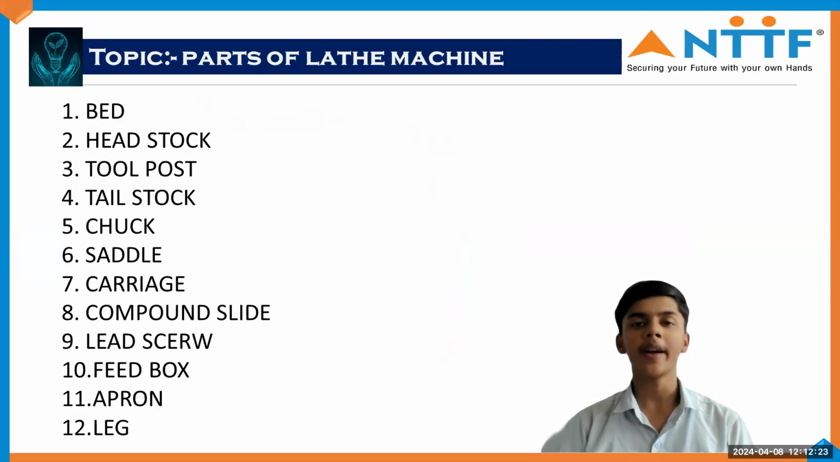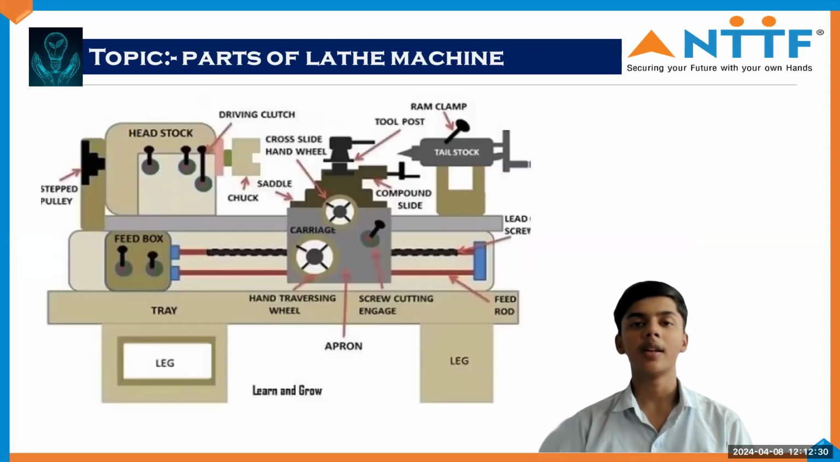Now, parts of lathe machine: bed, headstock, tool post, tailstock, chuck, saddle, carriage, compound slide, lead screw, feed box, apron, bed. Now, parts of lathe machine, you can see an image which already mentions the part names.